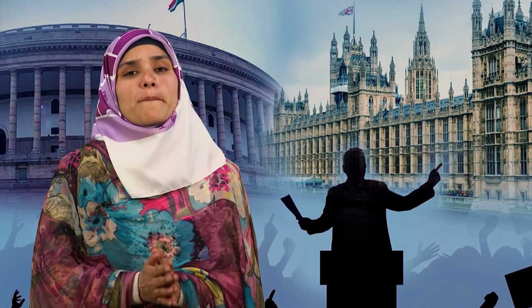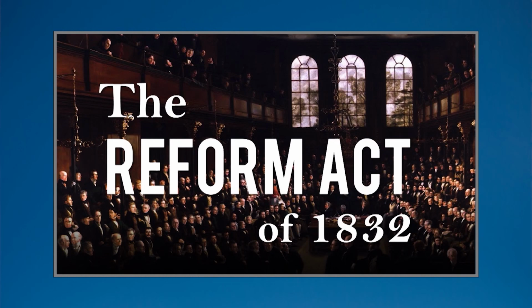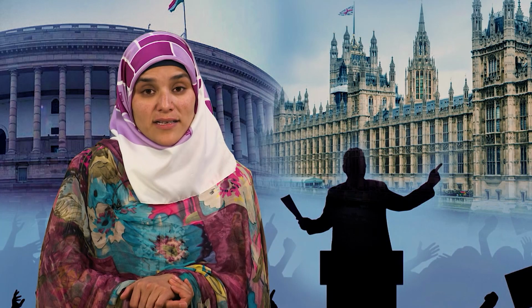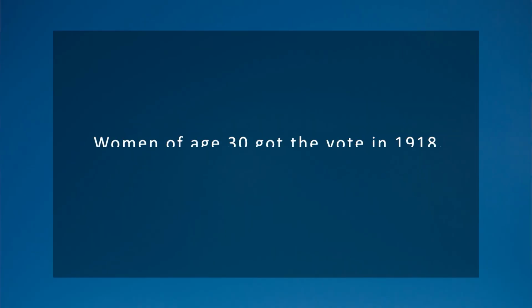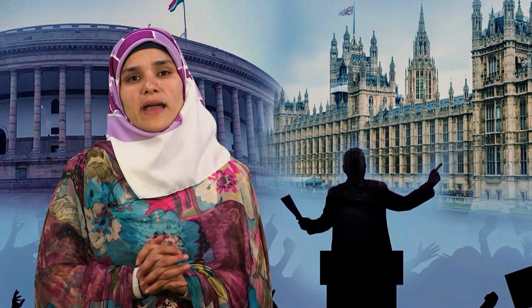Even then, members of the middle class could not vote until the Great Reform Bill of 1832 was passed. Again, the working men did not have voting rights before the enactment of the Acts of 1867 and of 1884. Women of age 30 got the vote in 1918. This age was lowered to 21 in 1928. The age of adult franchise has been fixed to begin at age 18 in 1969.